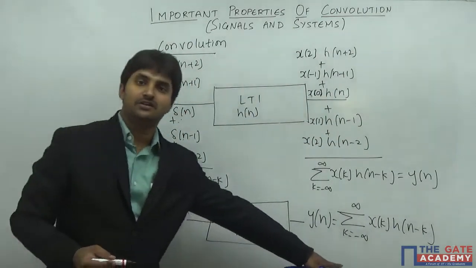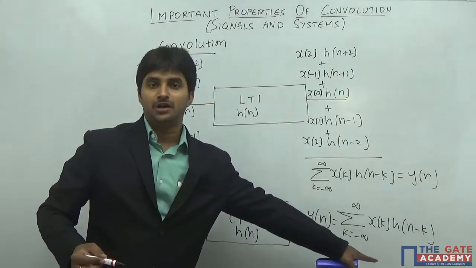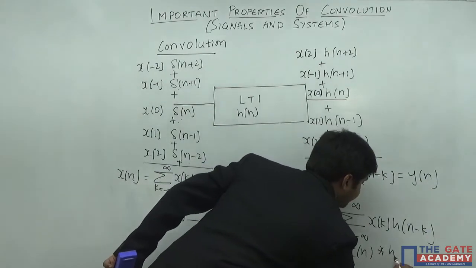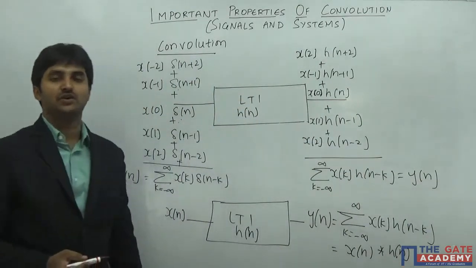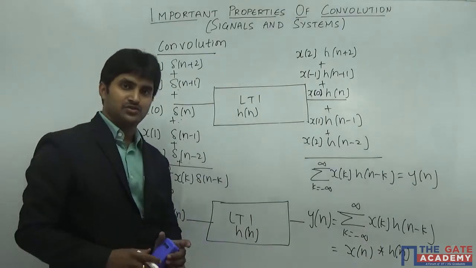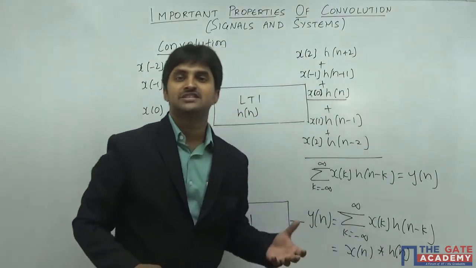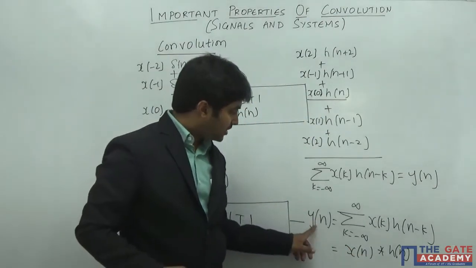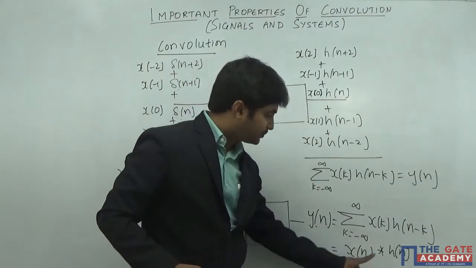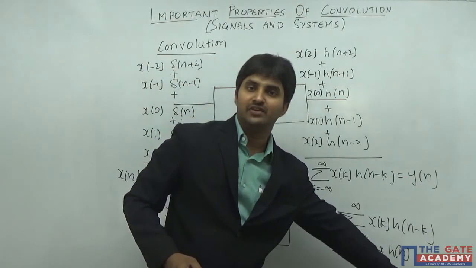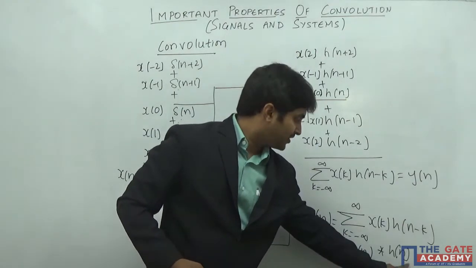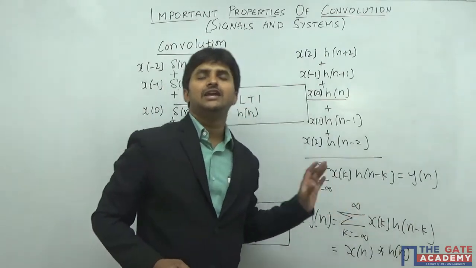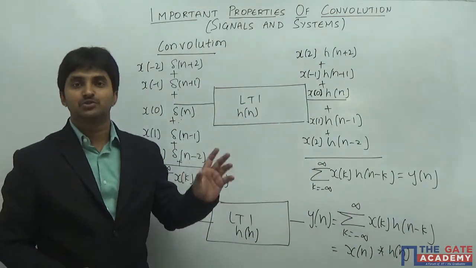This is what we call convolution. We can write it as x of n convolved with h of n. So x of n convolved with h of n is the operator that relates the input, the output and the impulse response. Whenever the impulse response of the system is known, and of course we know the input, we can directly find the output, provided the system is an LTI system.